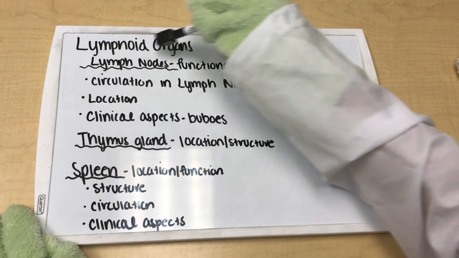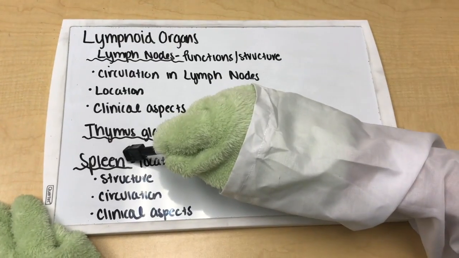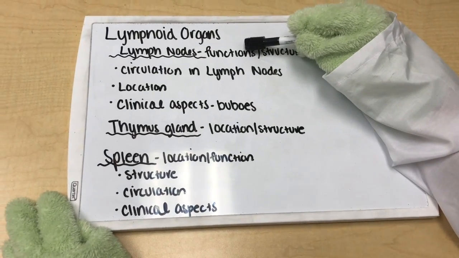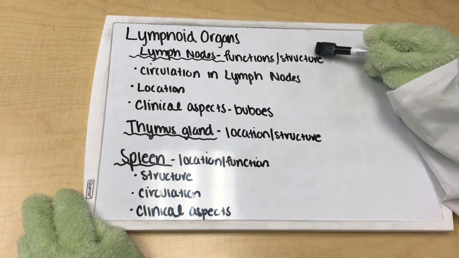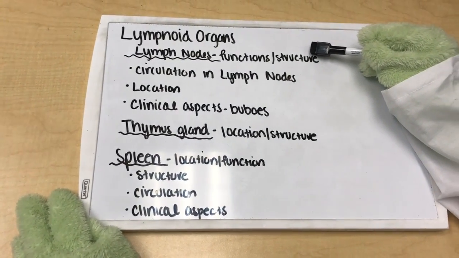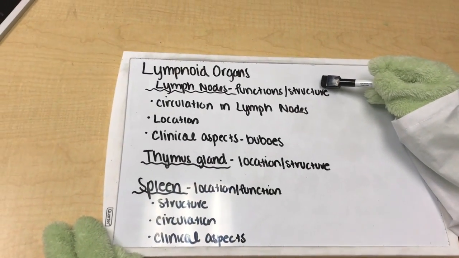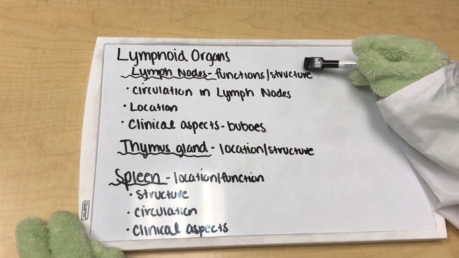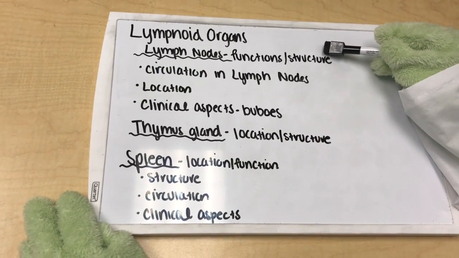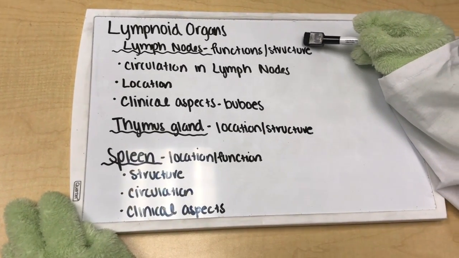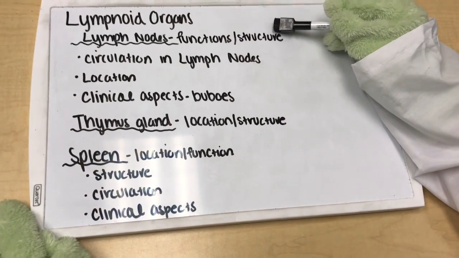The 3 lymphoid organs include the lymph nodes, the thymus gland, and the spleen. The function of the lymph node is to filter lymph. Its structure includes a capsule, stroma, inner and outer cortexes, medulla, and lymph sinuses. The capsule within the lymph node contains trabeculae. The stroma is the framework of the lymph node.